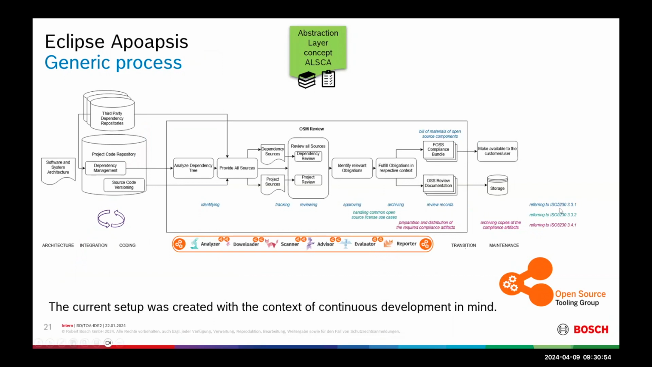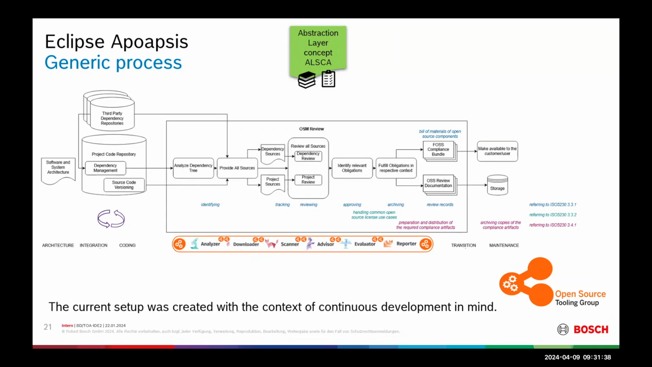And here, the generic process that I used in the past, you already see it there. I also tried to make this ISO mapping, where I said, okay, we have the ISO 331, where you have the identifying, tracking, reviewing, approving, archiving, and then the review records. You have the 332, handling common open source license use cases, and 341, preparation and distribution of required compliance artifacts and archiving copies of the compliance artifacts. So this is what is coming from the OpenChain specification. As we are now in the OpenChain webinar, I hope every one of us has some goal to reach this OpenChain conformance. And in this case, every one of us needs to implement that somehow, right?